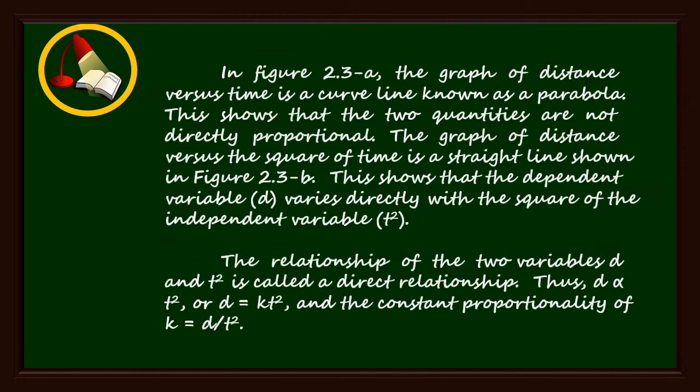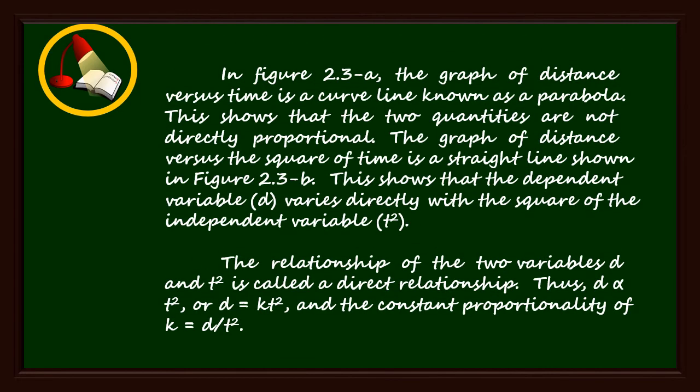In figure 2.3a, the graph of distance versus time is a curved line known as a parabola. This shows that the two quantities are not directly proportional. The graph of distance versus the square of time is a straight line shown in figure 2.3b. This shows that the dependent variable d varies directly with the square of the independent variable, t squared.